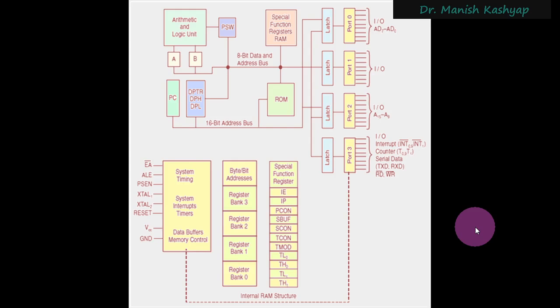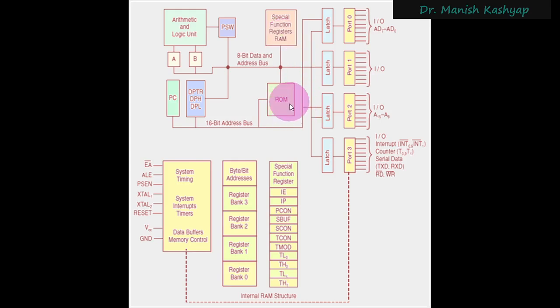Then we saw the internal architecture. We saw various diagrams for that. So we have input output ports from port 0 to port 3, a total of 4 ports. Each port is bidirectional, and we have 8 pins on each port, and it has its corresponding latches. Then you have ROM and RAM, in which the special function register RAM is also considered a hardware part of that RAM. But you essentially have only 128 bytes in RAM, right?